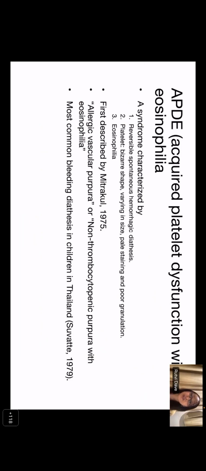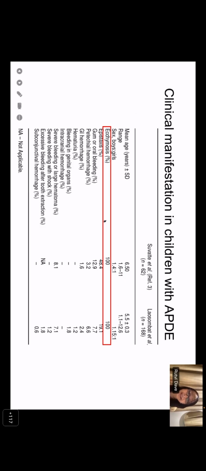Acquired platelet dysfunction with eosinophilia is a syndrome characterized by reversible spontaneous hemorrhagic diathesis. The platelets have classically bizarre shape and pale staining poor granules, and there is eosinophilia. This was first described in 1975, and initially called non-thrombocytopenic purpura with eosinophilia. This is the most common bleeding diathesis in children in Thailand.